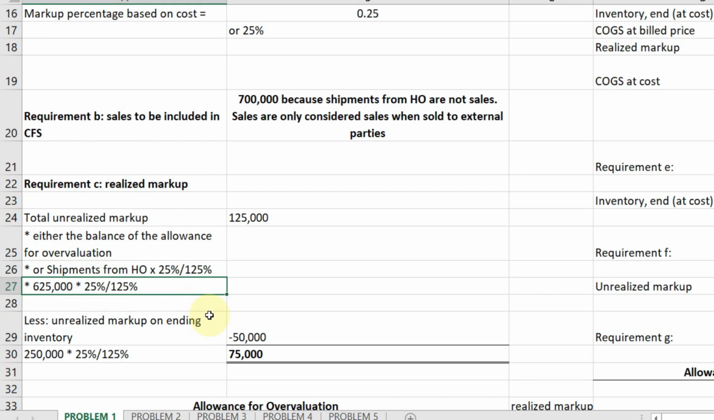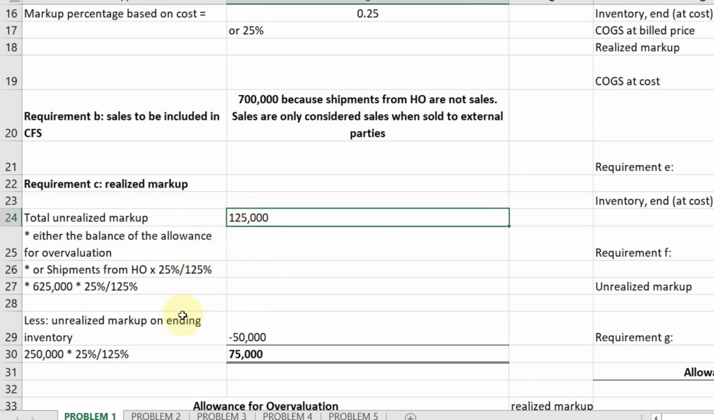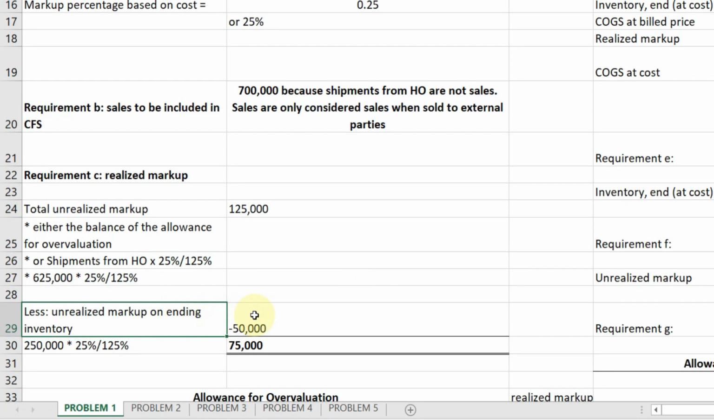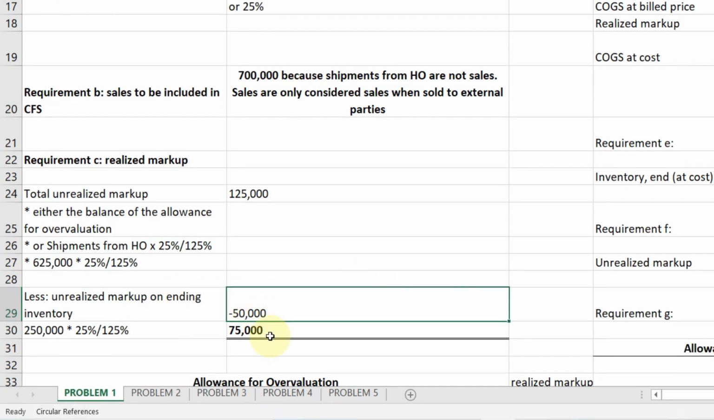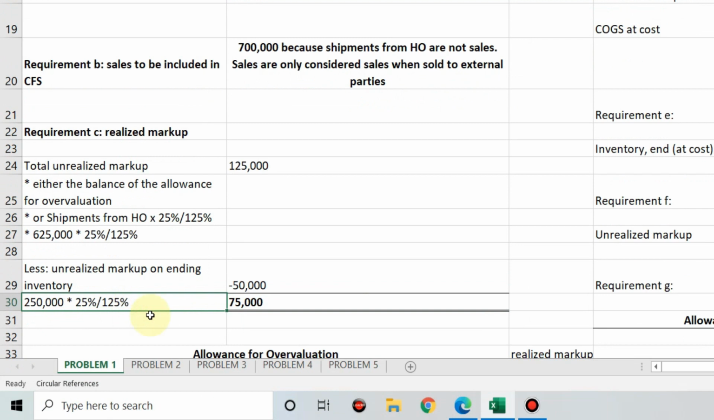Okay? So dapat alam ninyo kung paano siya nakukuha kasi baka mamaya sabi niyo ma'am kulang yung given tapos masabi ko hindi kulang given nandyan lahat tapos yun pala hindi niyo alam na pwede pala siya makuha from shipments from HO. Then you just multiply it by the markup divided by the billing rate. Okay, so ganun lang 125,000 then less unrealized markup on ending inventory so that's 50,000. Okay, paano nakuha? 250,000, that's your ending times 25% divided by 125. You'll get 50,000. So, minus mo siya, you'll get 75,000.